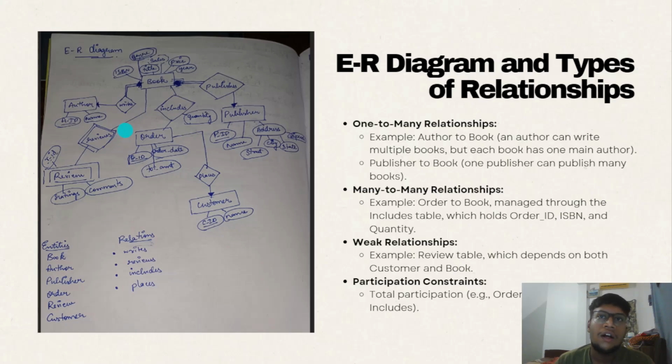And then moving on, the writes relationship. This is between the book and author. The writes relationship is not a weak relationship, therefore it has a single border. And then the publishes relationship is between the book and the publisher. Okay, now that's about it for the entity relationship diagram and the types of relationship present.